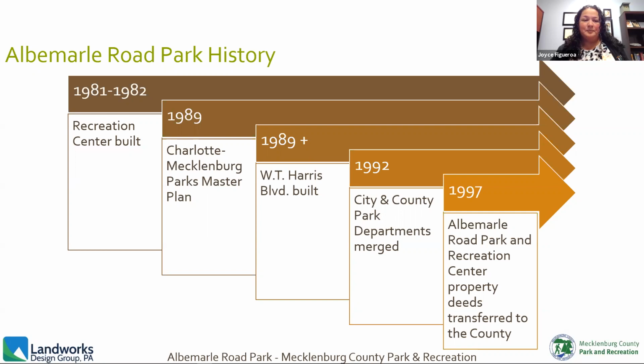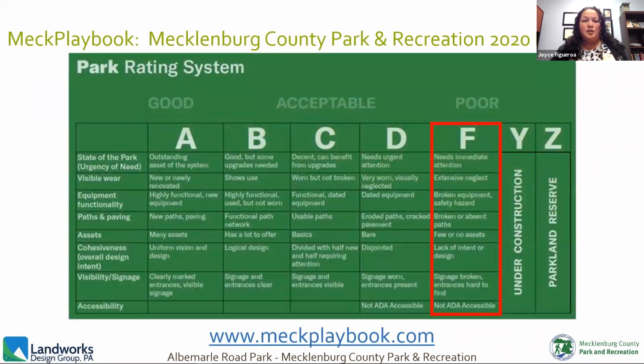Next slide, please. Throughout the years, Albemarle Park has fallen into a state of disinvestment and disrepair. This was very evident when the park was recently graded an F through the new park rating system. Over here in Park and Recreation, we're currently working to develop a new Park and Recreation master plan called MeckPlaybook. An important component of this process involved completing an inventory and an evaluation of all of our park properties through a newly developed rating system.